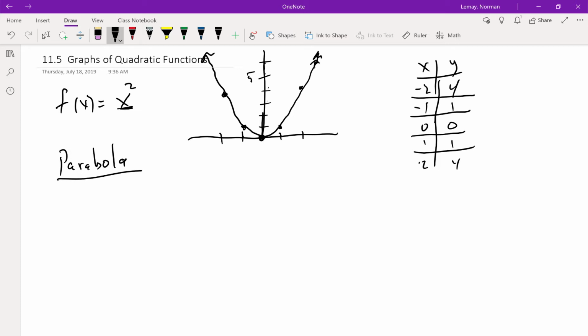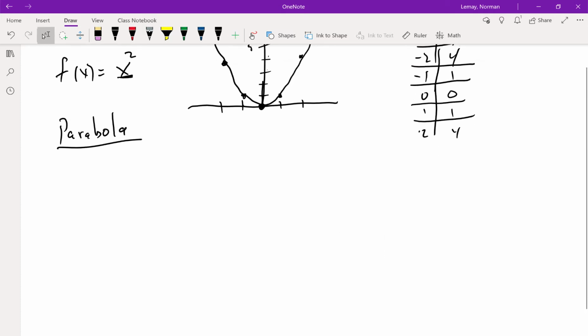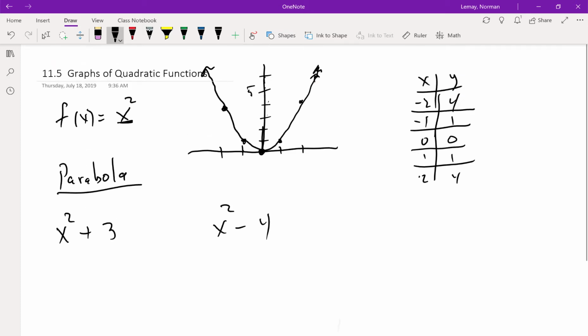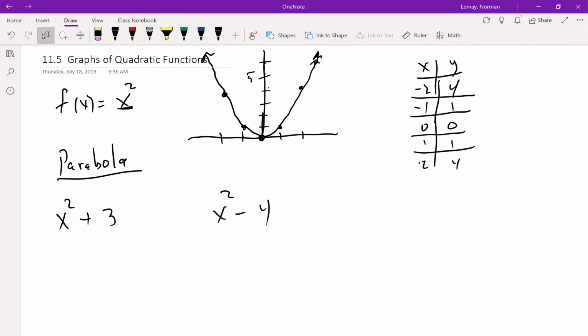So what we would like to do is take a look at how different constants have an effect on the graph of x squared. The idea is we would like to take a look at x squared and what happens when we add, say, 3, and what happens when we subtract 4. How does this have an effect on x squared? And then we'd like to take a look at another one, say x minus 2 squared, and maybe x plus 5 squared. How does putting this constant inside the squaring have an effect on the graph of x squared?